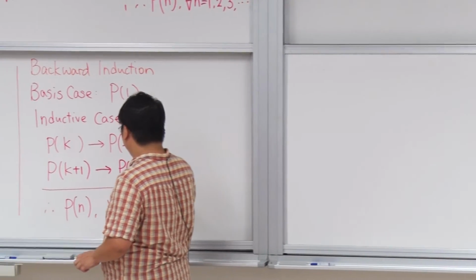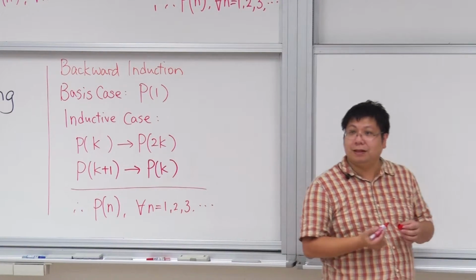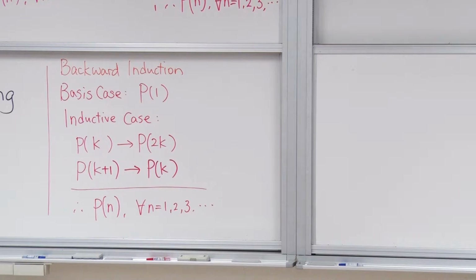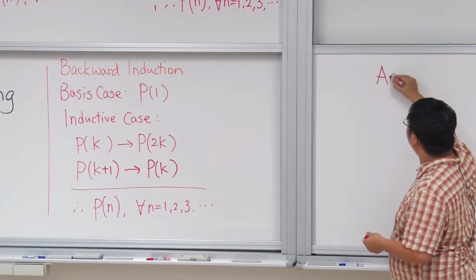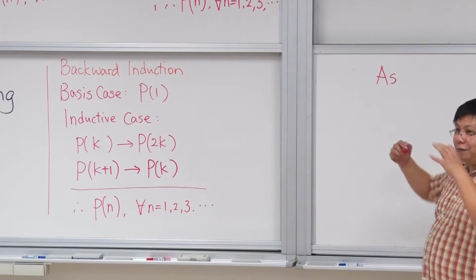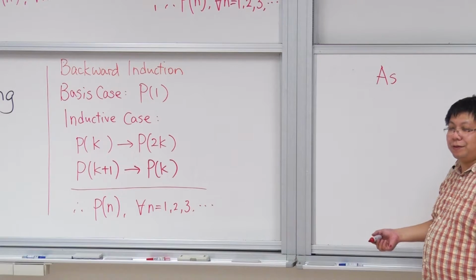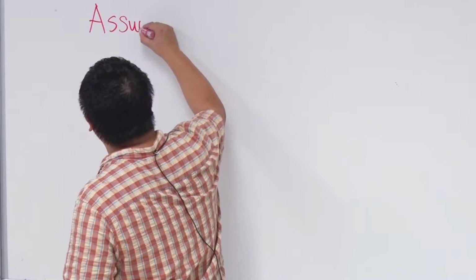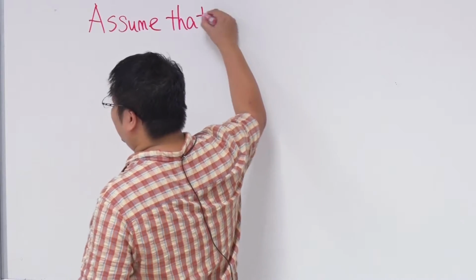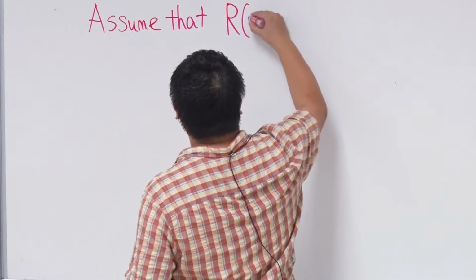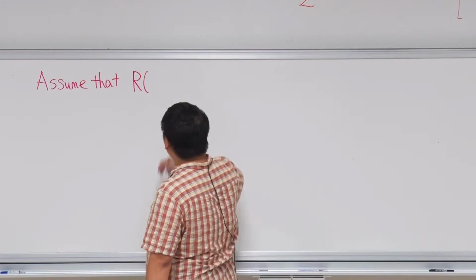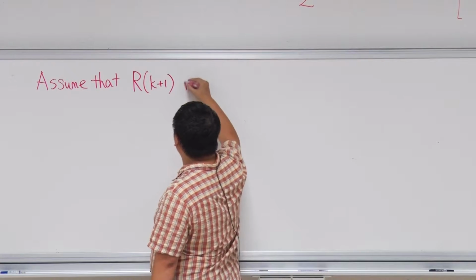For simplicity, let me change it to the equivalent form. Let's call it P(k+1) implies Pk. Is that okay? The same, right? Okay, so here we are going to prove the second inductive case to be correct. And after that, we can have everything finished. Okay, so now assume what? Assume that our statement R(k+1) is correct. It's true.